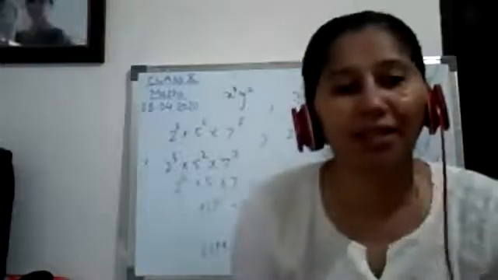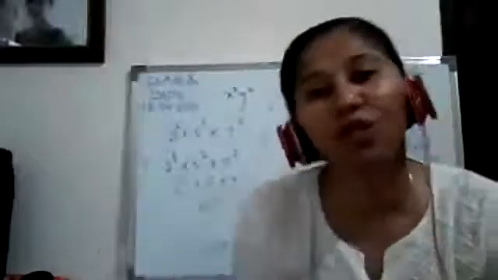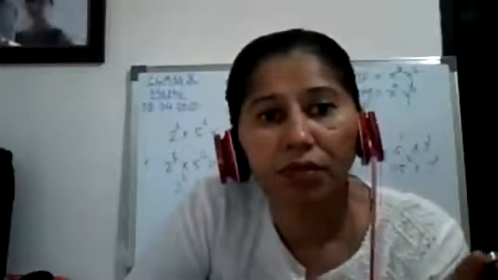Ma'am, but why so? When we did the factorization, we took the common factors, so what is common? It is always the lower powers that will be common. For example, if there is 2 square in one and 2 cube in the other, how many 2s will be common? 2 into 2 will be common. In the same way, if one has 3 raised to 4 and the other has 3 square, how many will be common? 3 into 3 will be common. Got the logic? Is it clear? Yes, ma'am. So now I hope it's clear to all of you.